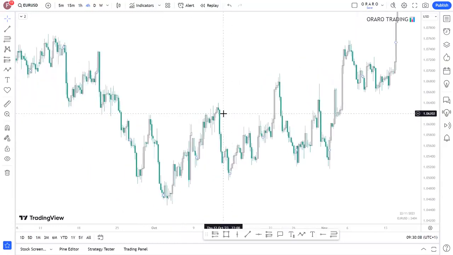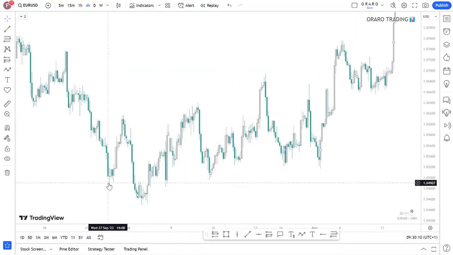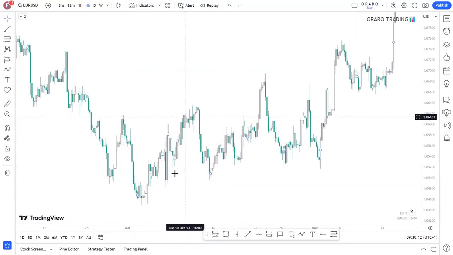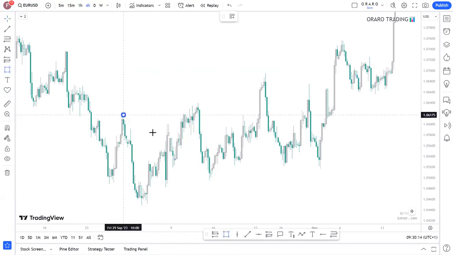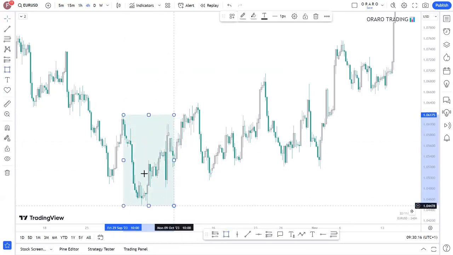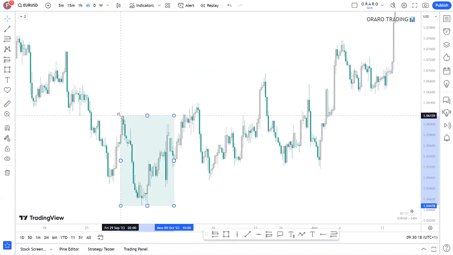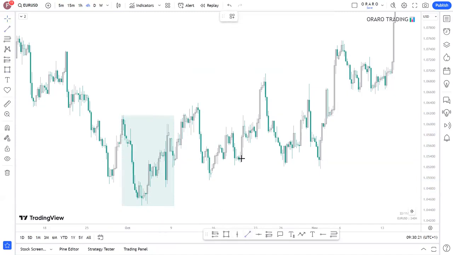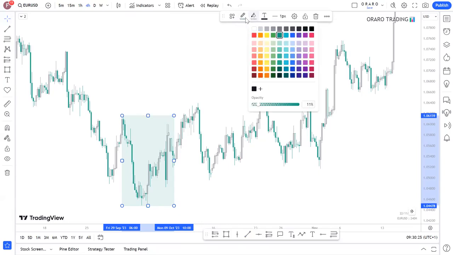Now let's look at a chart example. Remember, we said after the break, the next thing you do is draw the box from the high down to the low. Now look at this. This is the bullish order flow. Let me make this one.